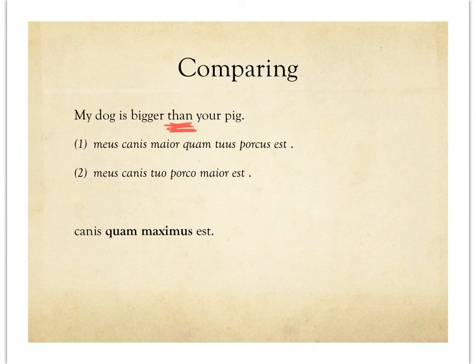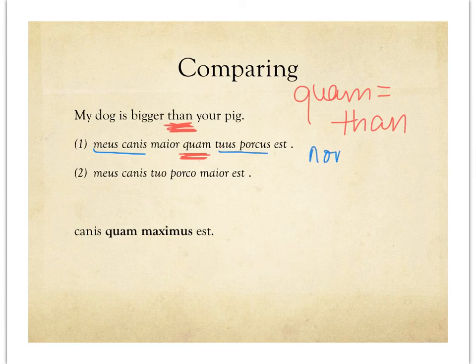Way number one, we can use this word quam. Quam can do a lot of different jobs in Latin, but one meaning it can have is than, and you almost always know that's what it means if you see it near a comparative. So meus canis maior quam tuus porcus est. Here you can see that the two things that are being compared, my dog and your pig, are both in the nominative. And this is the rule that you want to remember. If you're using quam, the things that you're comparing have to be in the same case.